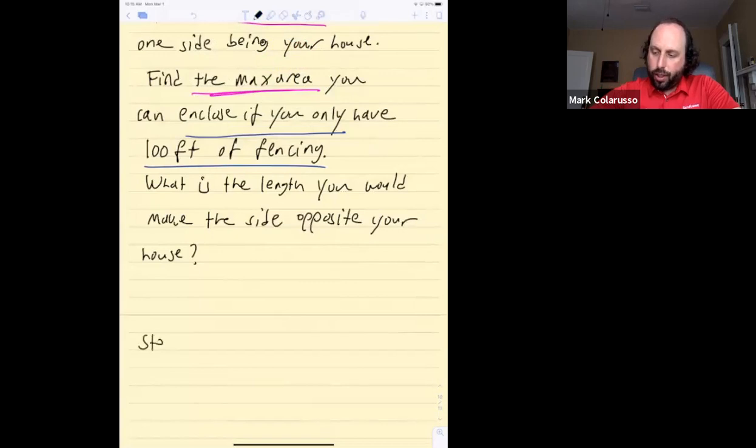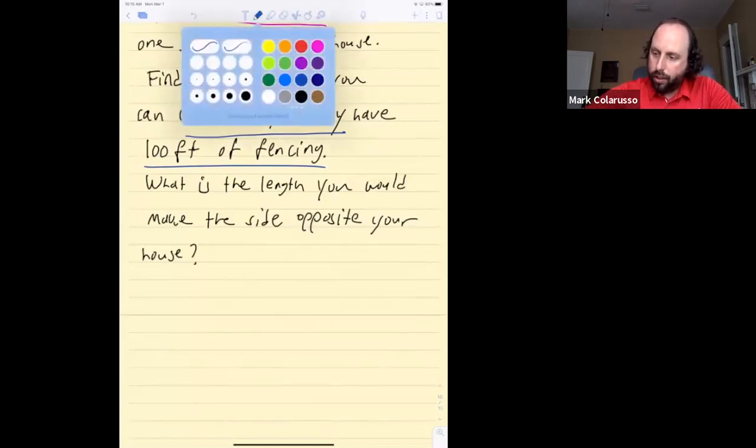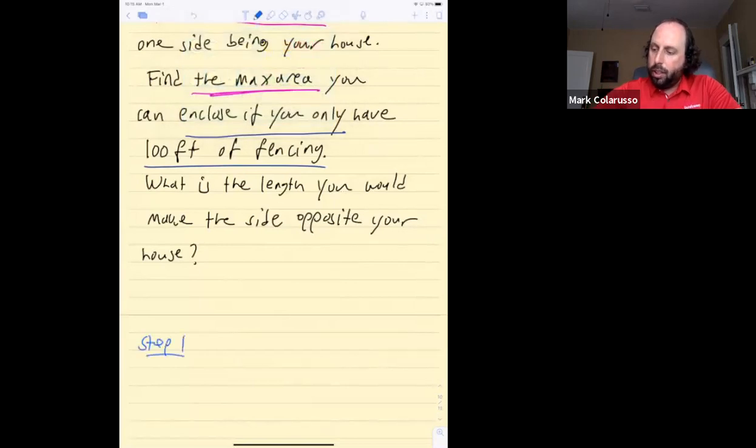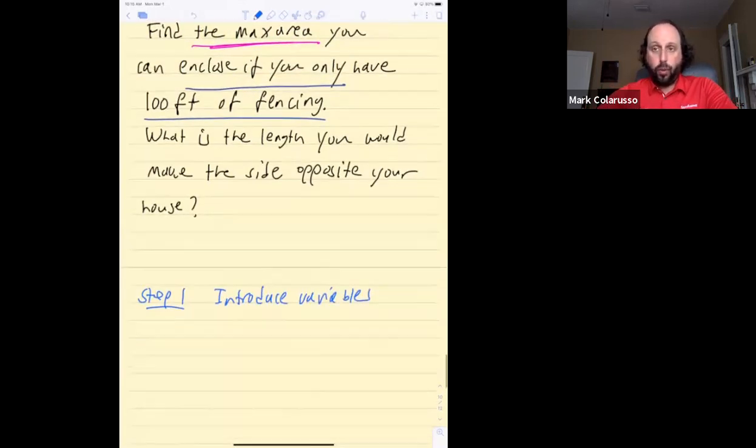Okay, so the first step, I'm supposed to be consistent in that nice blue color: introduce variables for the quantities involved.